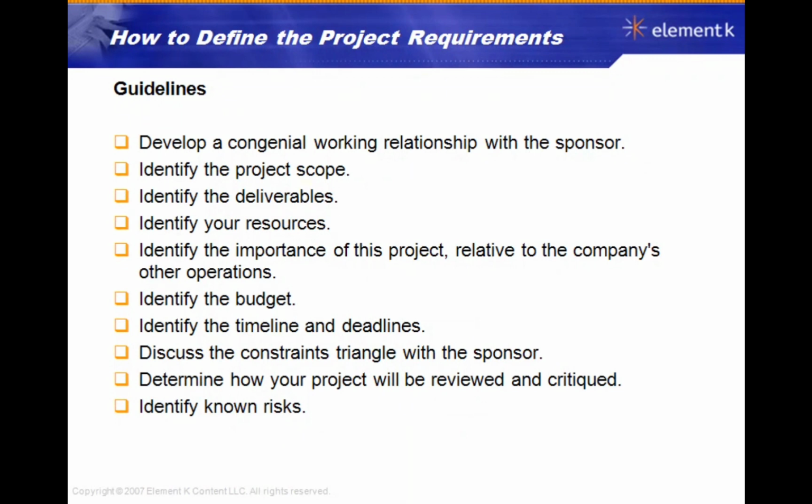In this slide here, you'll see some guidelines that can help you with defining the project requirements. Develop a congenial working relationship with the sponsor. What does that mean? Well, basically, you want to make sure that you set a good tone with the sponsor, that you have a good working relationship. And if you don't know this person, then you should get to know them and sit down and start having conversations with them, which you're going to have to do anyway to get an understanding of what the project scope is, what the deliverables are, what resources you are going to use.